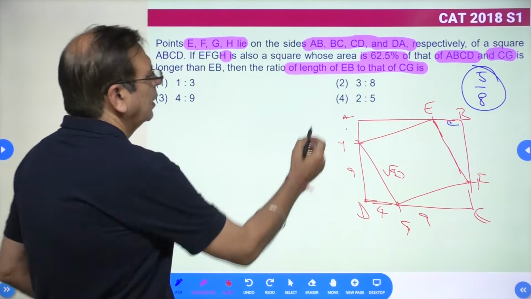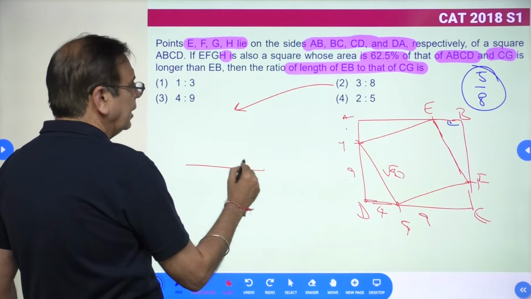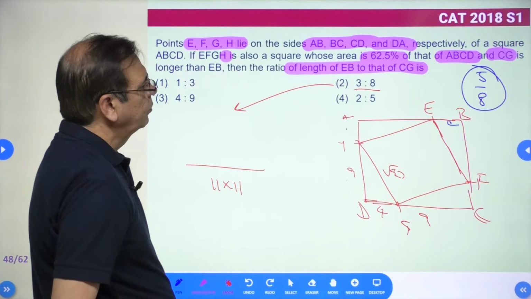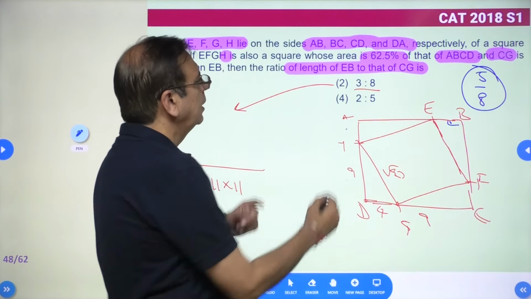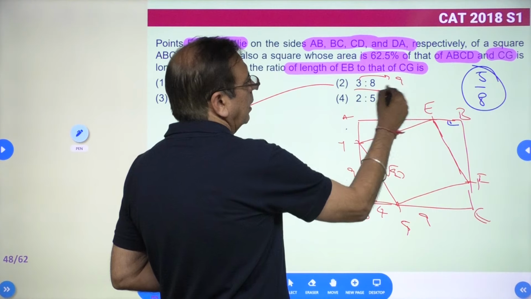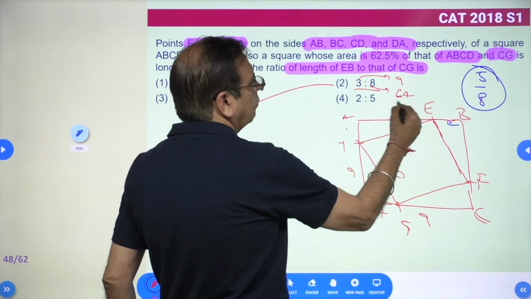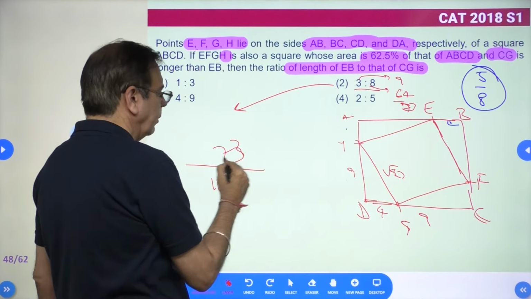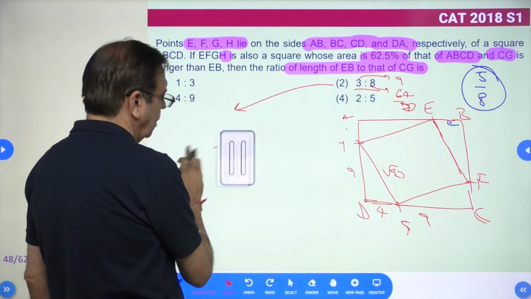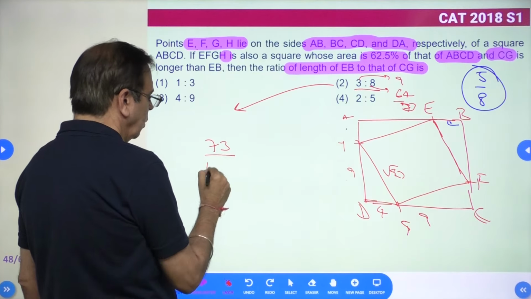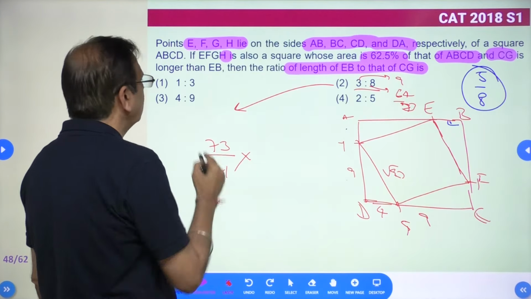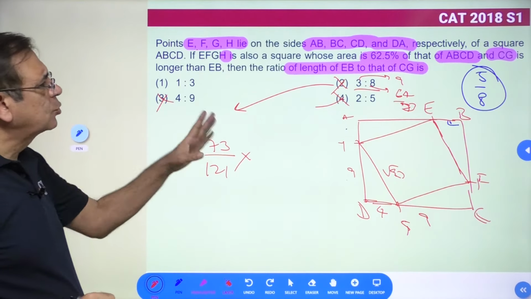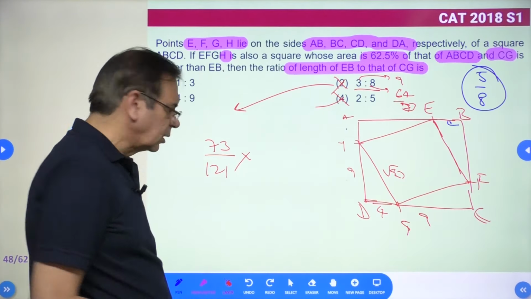Similarly, just to be clear, if I have to check choice 2, area of ABCD will be 3 plus 8, 11. So 11 into 11, 11 square. And area of the other one will be 3 square is 9, 8 square is 64, 64 plus 9, 73. Okay, 73 upon 121, which is not equal to 5 by 8, hence a wrong choice. Okay, so here you should have straight away looked at the choices and substituted and got the answer from there.